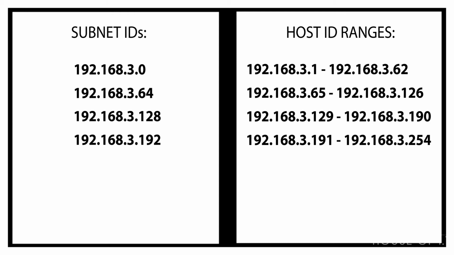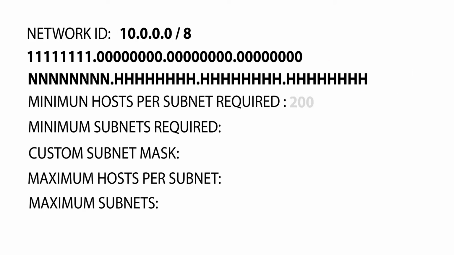That's the first and the last addresses in the range, because the first address in the range is for the network ID, while the last address in the range is for the broadcast. So for the first subnet, the first usable host ID would be 192.168.3.1. And the last usable IP address for the first subnet is 192.168.3.62.